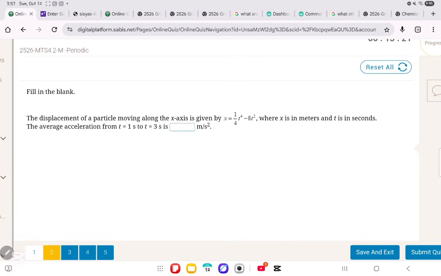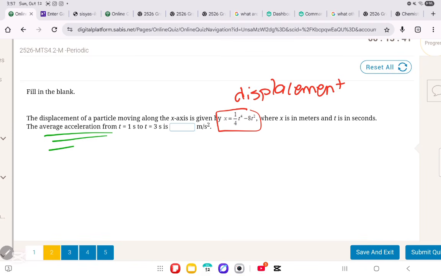What does it say in question number 2? The displacement of a particle along the x-axis is given by this. So this is the equation of displacement, which is the same as what they mean by position in some cases. So where x is in meters and t is in seconds, they want the average acceleration. How do we find the average acceleration? Perfect, they told us average and not instantaneous.